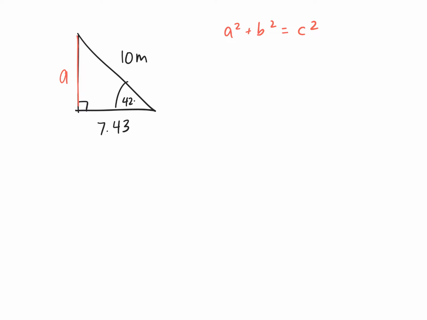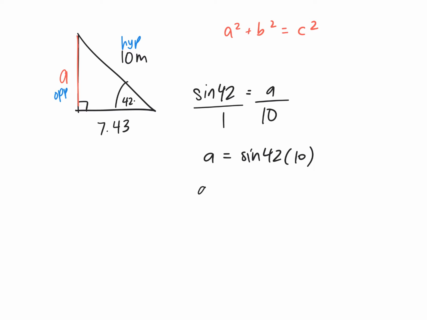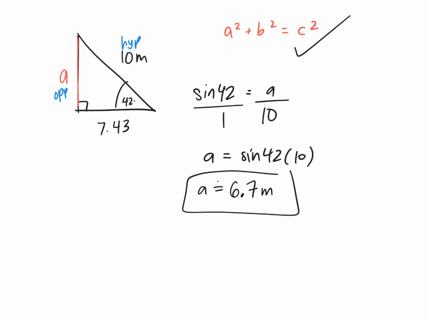Solve for A. So we know that this side's opposite and this is a hypotenuse, so I can use the sine ratio. Sine 42 equals opposite over hypotenuse, right? A over 10. Cross multiply. 1 times A is A. A equals sine 42 times 10. What is A equal to approximately? What's sine 42 times 10? So approximately 6.7 meters. Raise your hand if you got 6.7 and you used Pythagorean theorem. Awesome. Same answer.